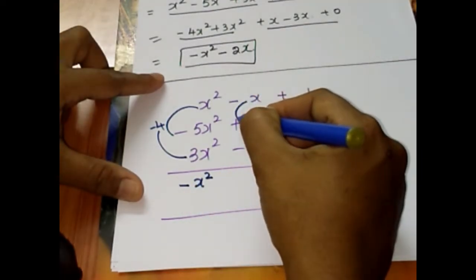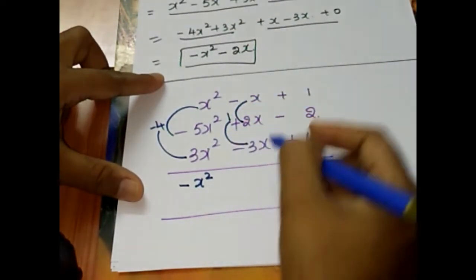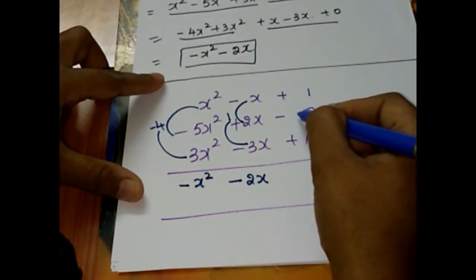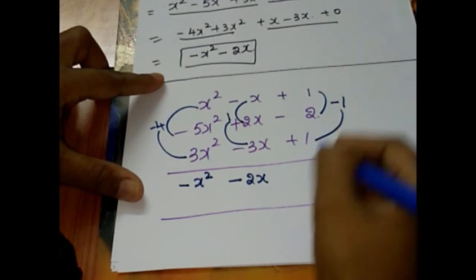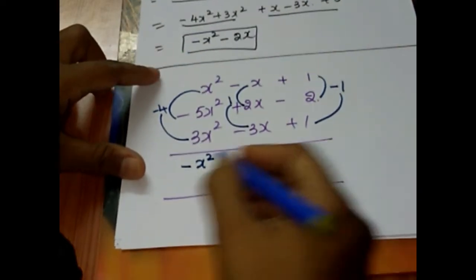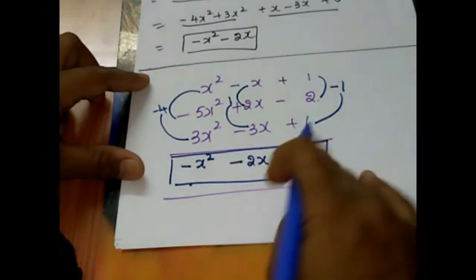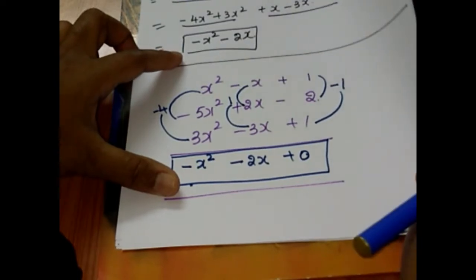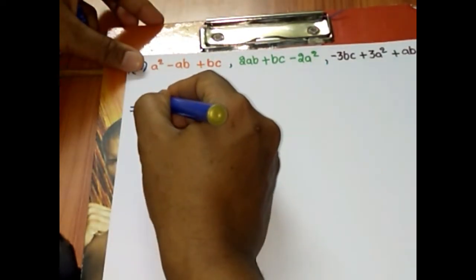Now minus 1 plus 2 is 1. 1 minus 3 is minus 2x. Plus 1 minus 2 is minus 1. Minus 1 plus 1 is 0. So the solution is x square minus 2x plus 0. 0 can be neglected, hence the solution remains the same. Next, question number 4. Let's begin with the row method.